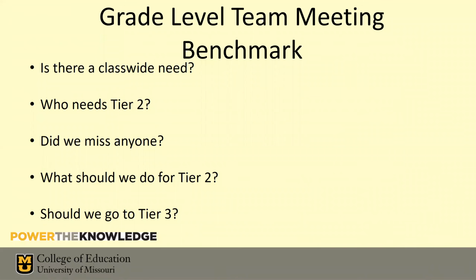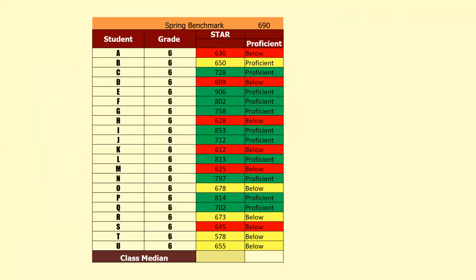And at that grade level team PLC meeting, we answer these 5 questions. Is there a class-wide need? Who needs Tier 2? Did we miss anyone? What should we do for Tier 2? And should we go to Tier 3? So the first question is, is there a class-wide need?